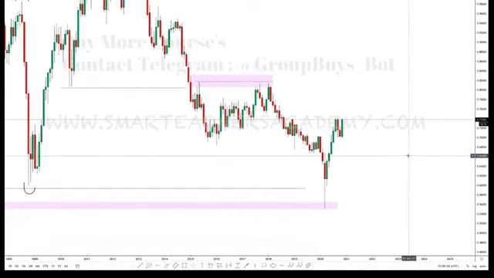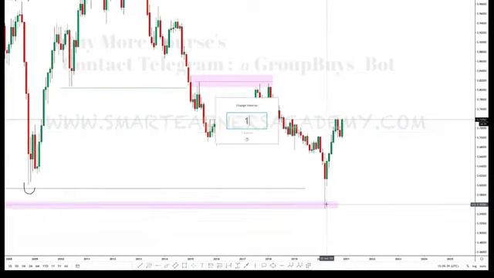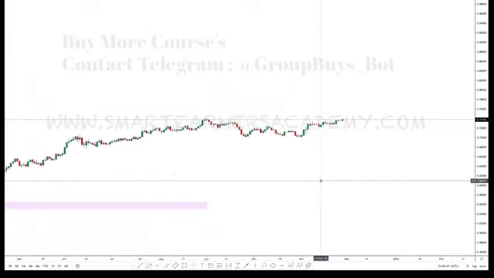What should be the first thing you should look out for? You know what the first thing you should look out for is? Structure. Alright? What is the current structure from this mitigation? That's what you should look out for. And then you might want to decide to go on the daily time frame, so you can see a lot more price action.